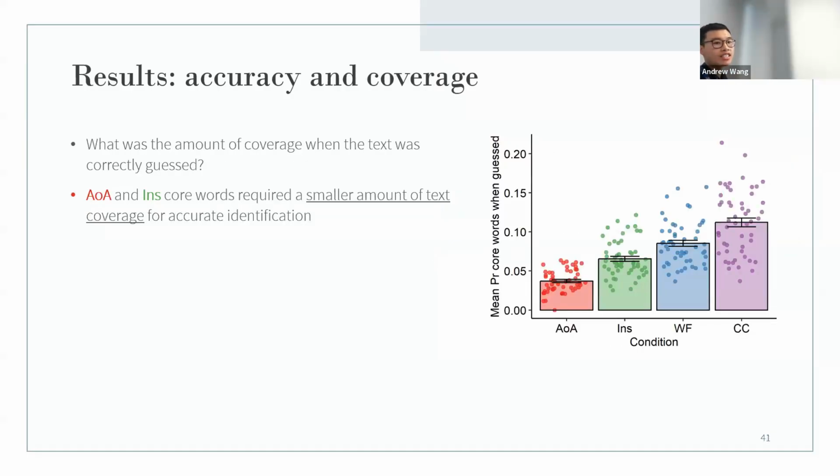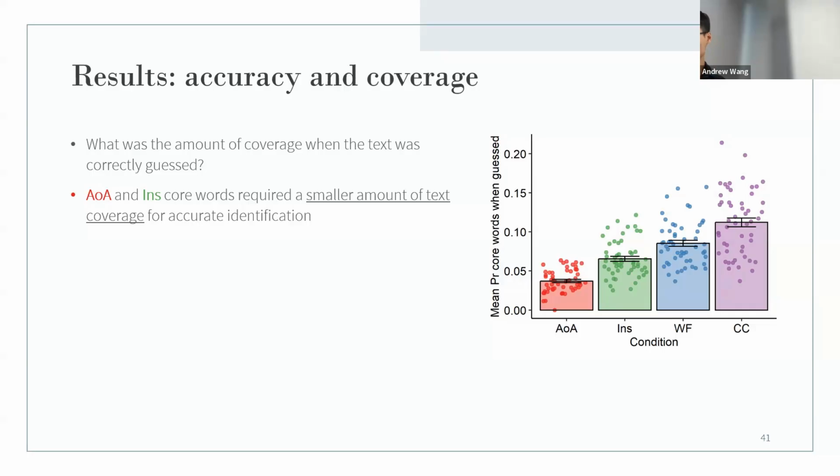So again, we can look at accuracy and coverage. The analysis I'm showing here is what was the level of coverage that the words from core vocabulary provided in the text at the point at which it was correctly guessed. And what we see here is that the words from the AOA and in-strength core vocabularies allowed for accurate identification at much smaller amounts of coverage. That is, you needed a smaller amount of text coverage using those types of words compared to the other 2 types of core vocabularies, which suggests that it is more communicatively efficient.